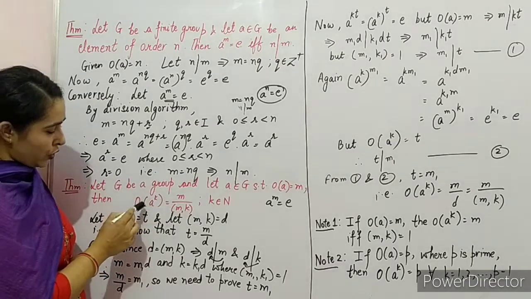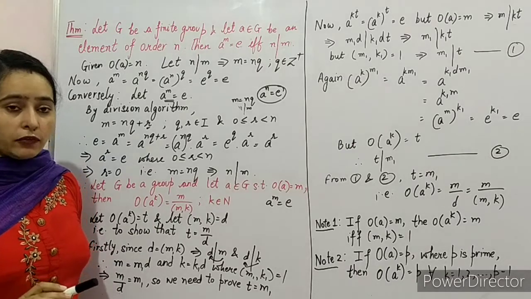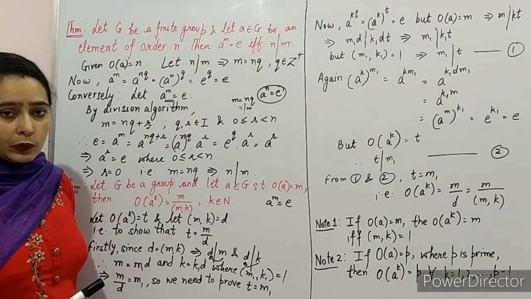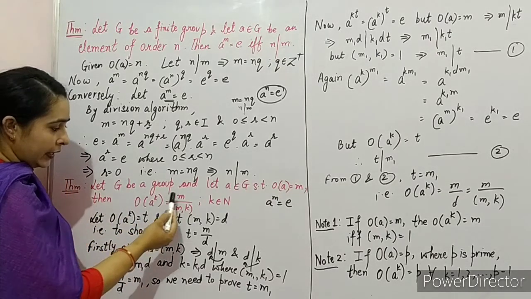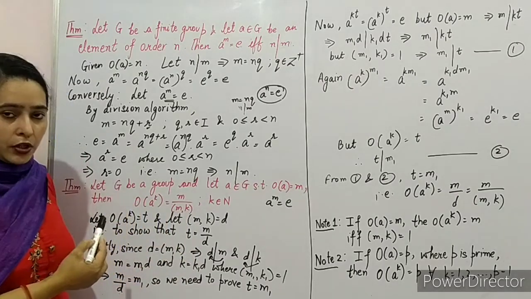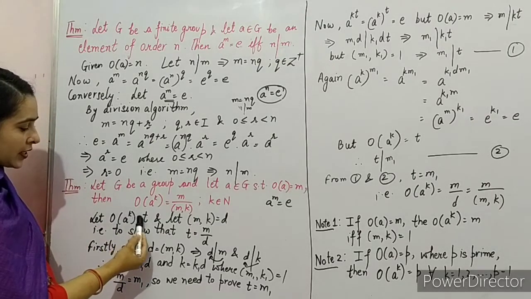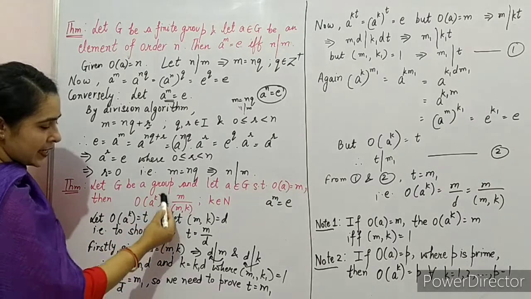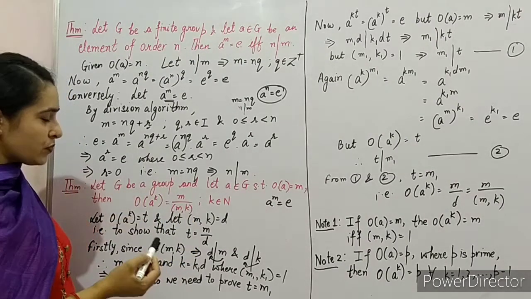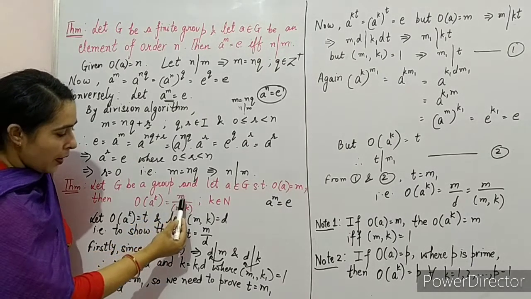If we know the order of a, here the order of a is equal to m, we can calculate the order of a raised to the power k. How can we calculate it? By dividing m by GCD of m and k. Now we shall prove this result. Let the order of a raised to the power k be equal to t. We have renamed this as t. And let GCD of m and k be equal to d. That means what we have to prove now is that t is equal to m upon d.